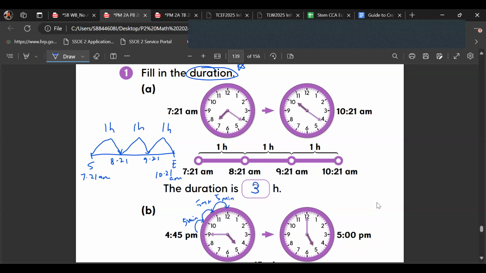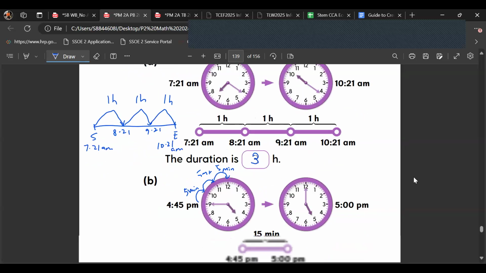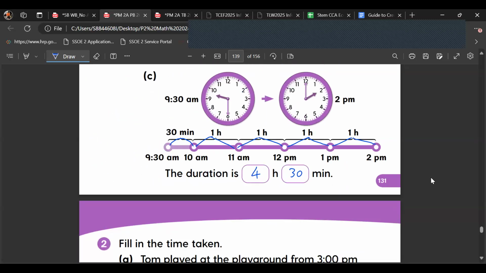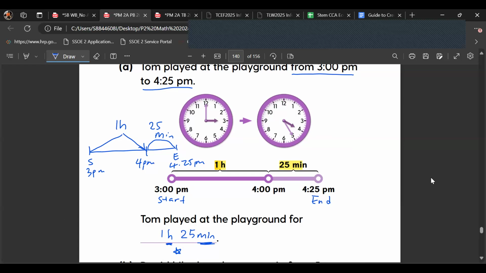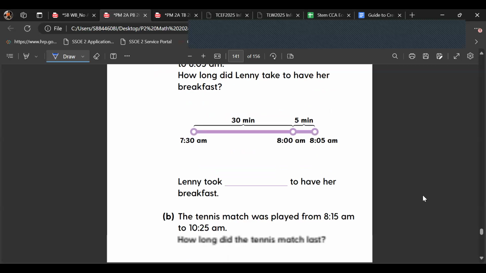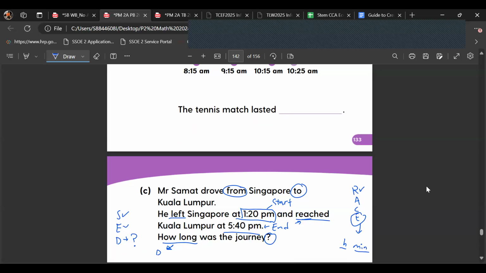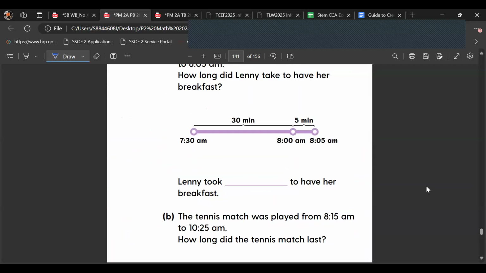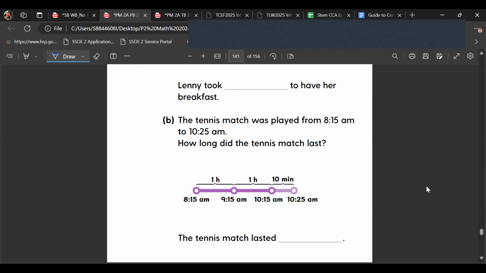Okay, so these are the questions. I hope you can also go back and try out the questions on qubits for finding duration. I'll leave this for you to do. I'll check your answers when I collect your worksheet.